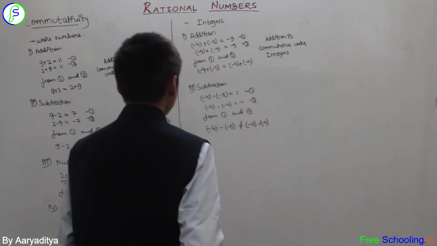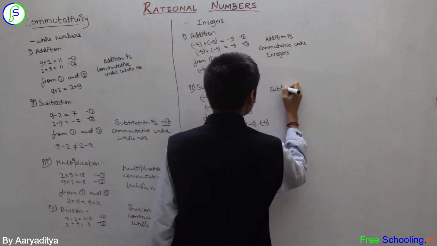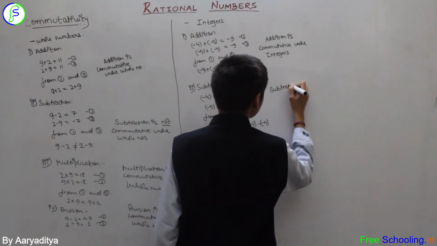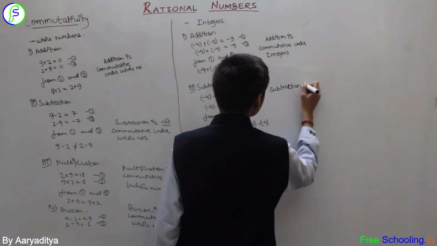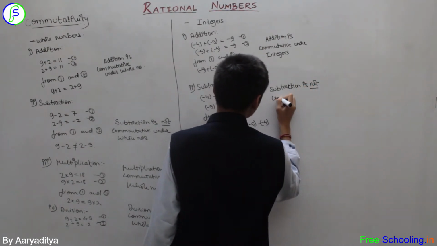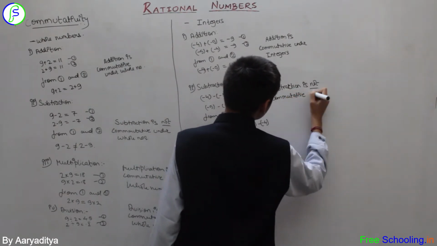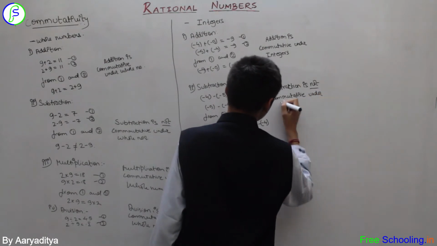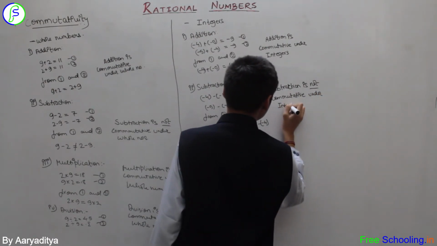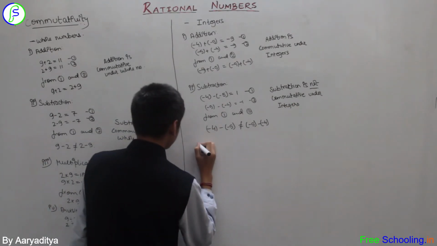And what will be the statement? This would be: subtraction is not commutative under integers. And now let us move on to multiplication.